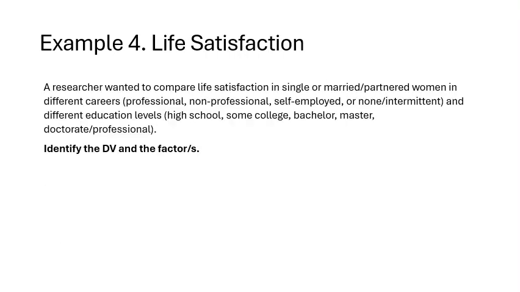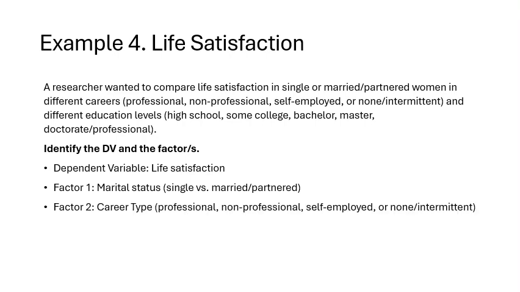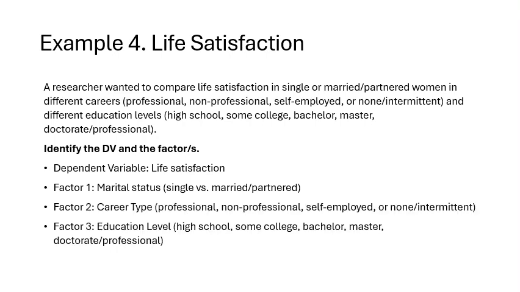Example 4 is life satisfaction. A researcher wanted to compare life satisfaction in single or married/partnered women in different careers, professional, non-professional, self-employed, or no particular career, and different education levels. We have some education levels listed here. The dependent variable is life satisfaction, and factor 1 is marital status, factor 2 is career type, factor 3 is education level, and we would call this a three-way ANOVA because it has three factors.